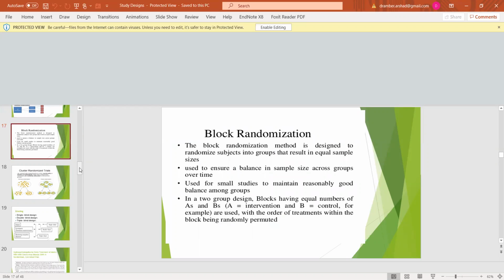This is more detail about block randomization. The randomization method is designed to randomize patients into groups that result in equal sample size. It is useful when we are doing studies with a smaller sample size, and it maintains an equal number of people in the intervention and the control group.